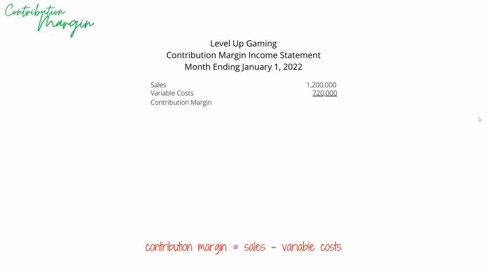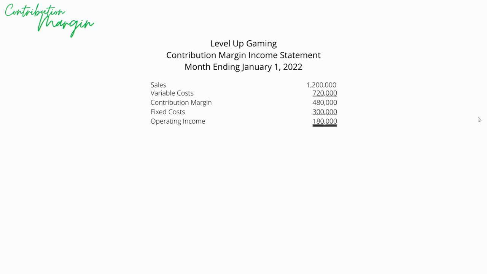Next up comes the contribution margin. This is determined by taking sales minus variable costs. So we'll take $1,200,000 minus $720,000 to get a contribution margin of $480,000. After we get the contribution margin, we'll subtract out fixed costs to get an operating income of $180,000.